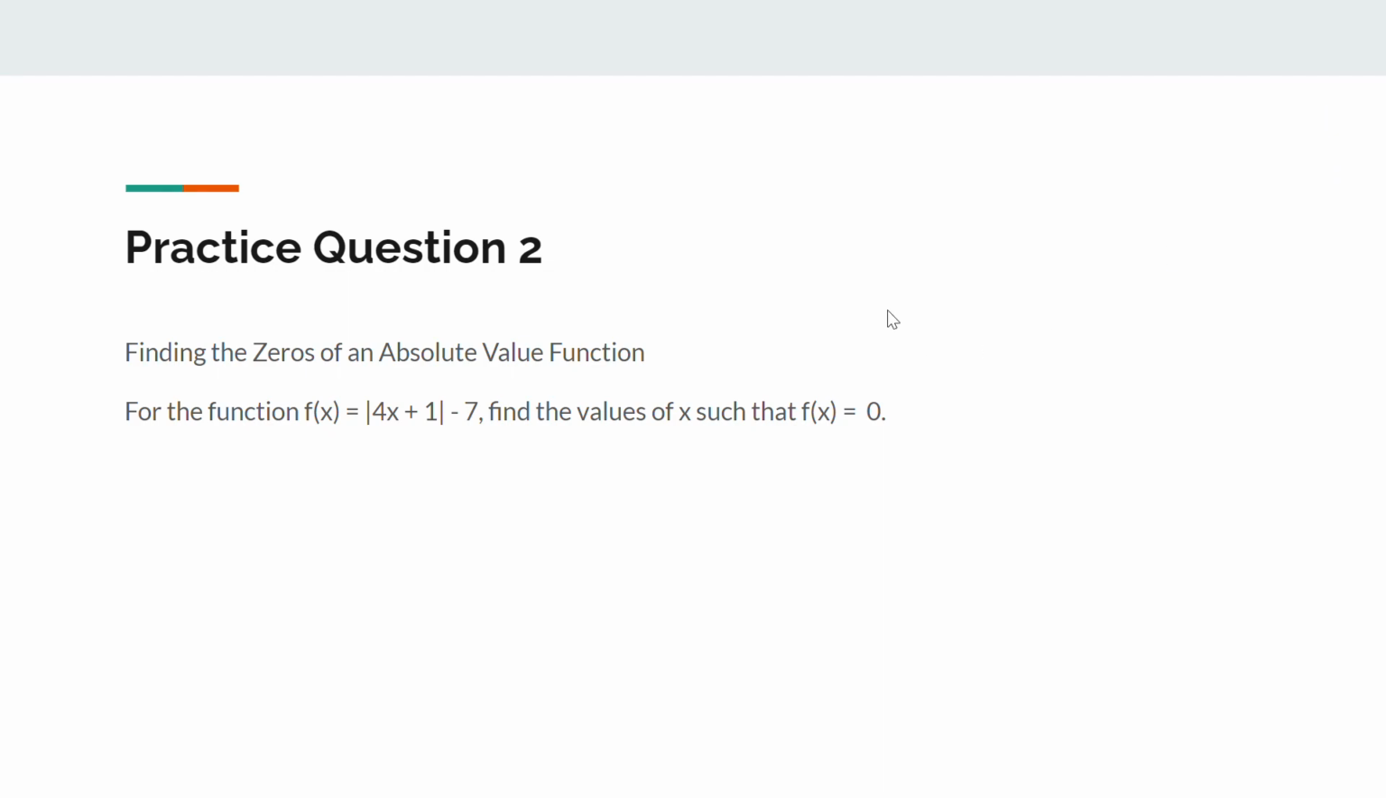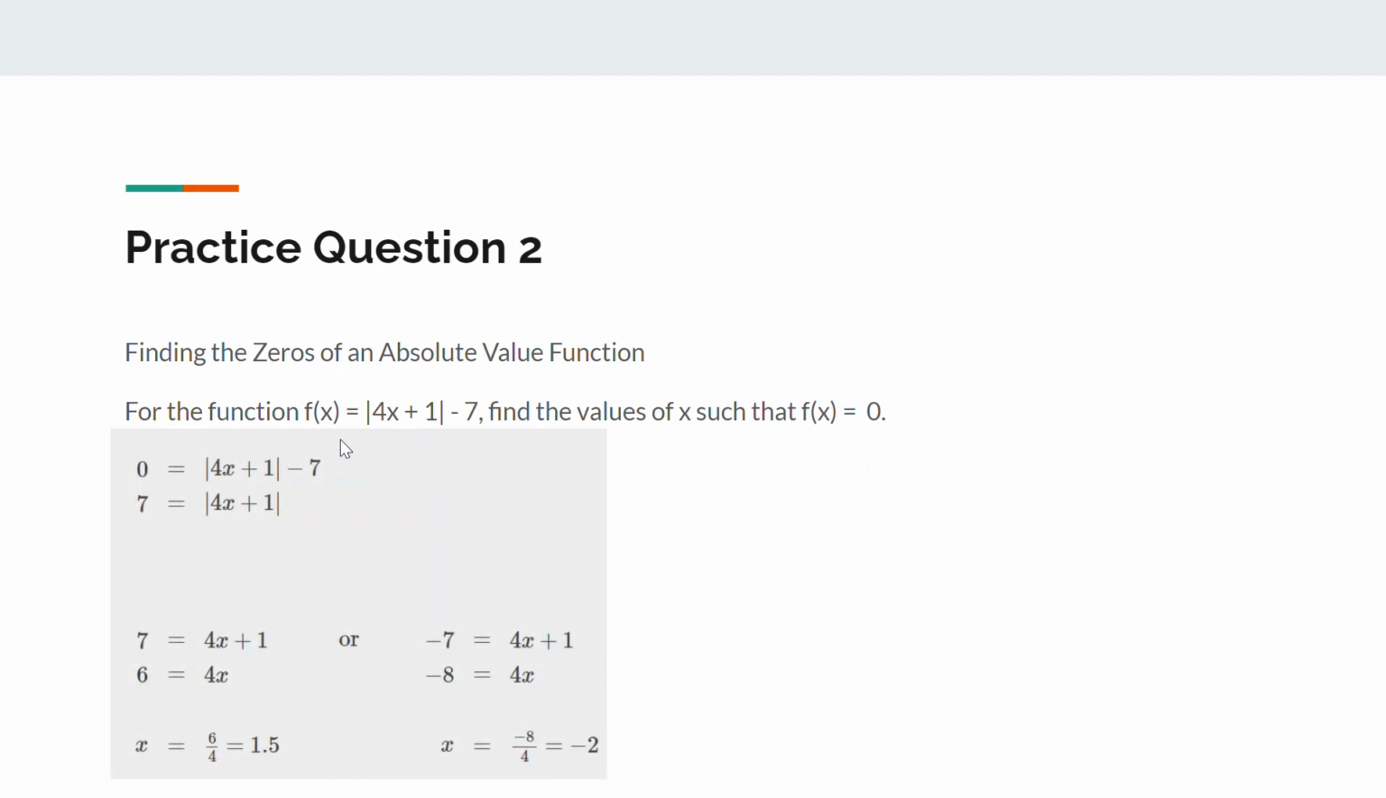Okay, so here's the answer. So we first move the minus 7 to the other side. So we've got 7 is equal to the absolute value of 4x plus 1. And then we've got our two independent equations. The first one is positive 7 is equal to 4x plus 1. And then we also have negative 7, because this can also be negative 7. But since it's inside the absolute value bar, we have to consider that as well. So negative 7 is equal to 4x plus 1.